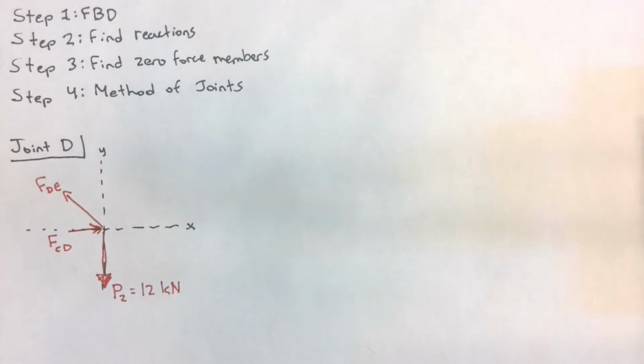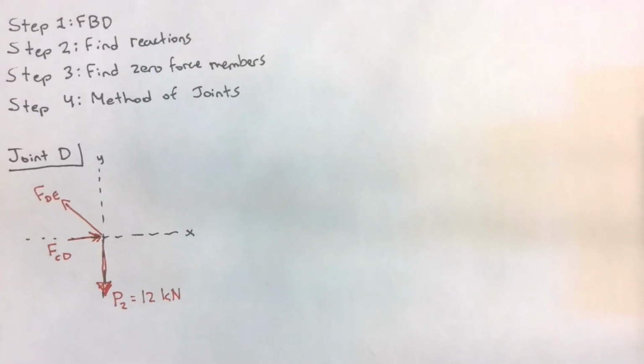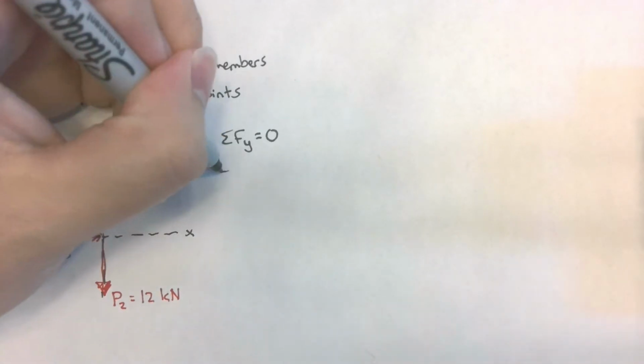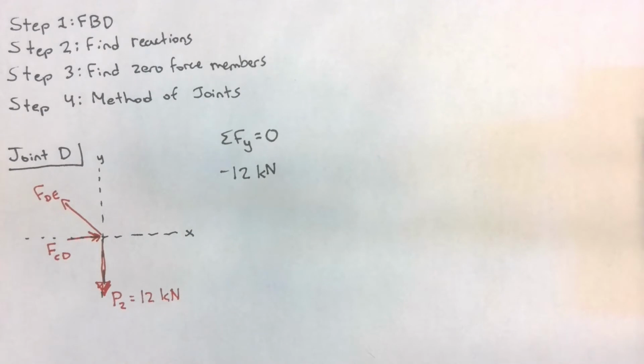All right, so we have the system. Now we can apply the equations of equilibrium to solve this system. We already have a known value in the y direction. So I'm going to start with my sum of forces in the y direction. I'm going to say sum of forces in the y direction equals 0. And then if I look at my forces in the y direction, I have this 12 kilonewton force that's pointing downwards, so negative 12 kilonewtons. And then I have the y component of this force.